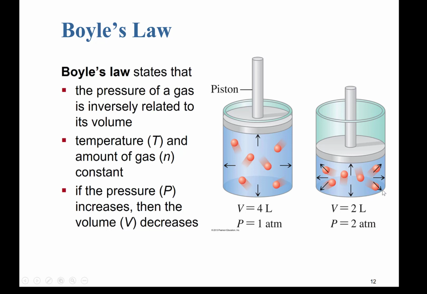Well, if the volume of the gas gets smaller, that means these particles are going to be hitting the sides more often because they have less area in which to hit. So the pressure is going to increase. So if they are inversely related, that means they do the opposite. So as volume gets smaller, pressure gets bigger. And in order for this relationship to hold true, the temperature and the amount of particles, the moles, are going to be constant.